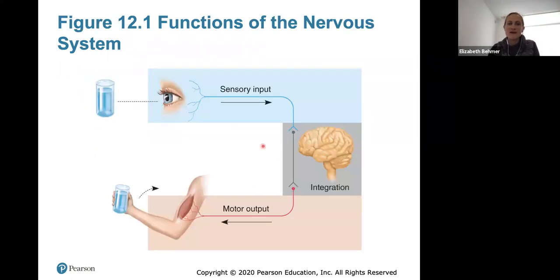So here we have the sensory input. For example, you see a glass of water. That sensory input gets sent to your brain. Your brain thinks, man, I'm thirsty. And then it sends out a motor response to the arm that picks up the glass of water so that you can drink it.